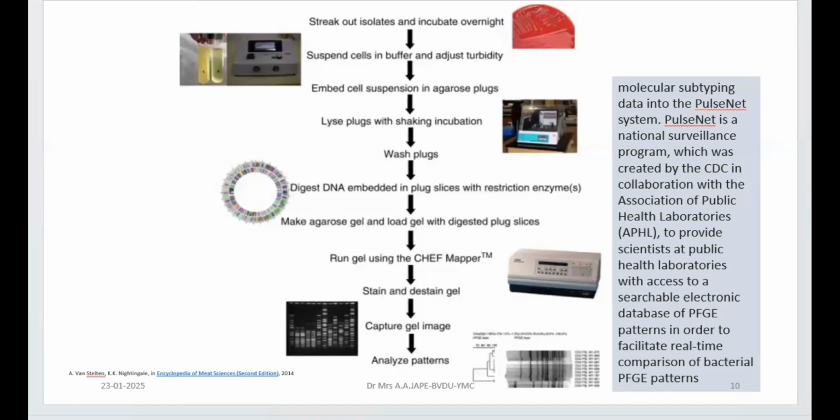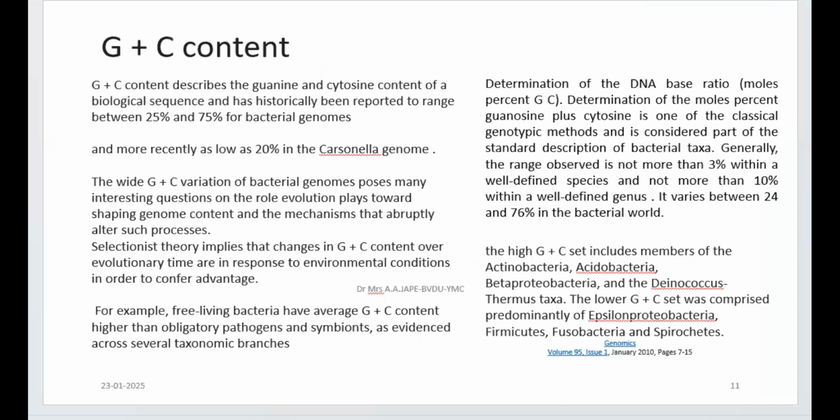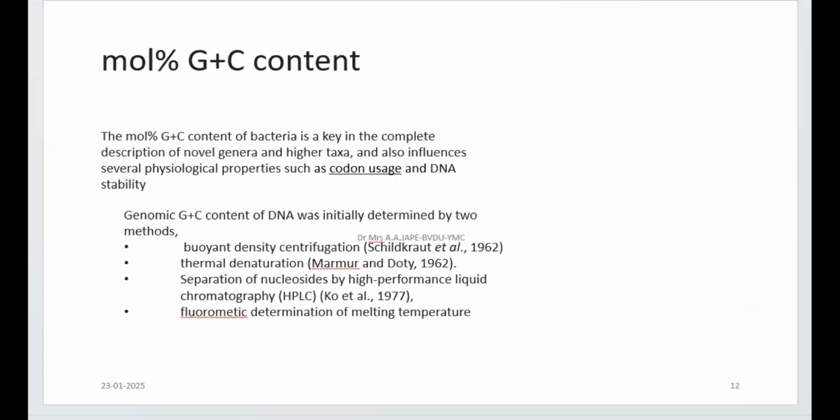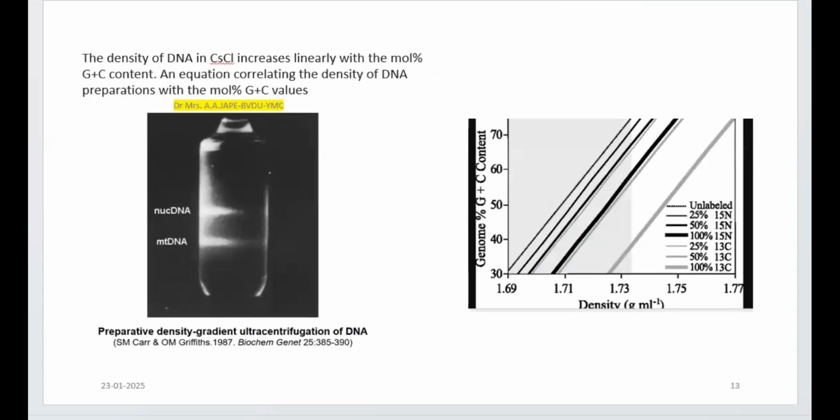So now let's talk about other factors which are used as supplementary methods or ultimate methods in polyphasic taxonomy, genomic methods or genotypic methods, rather, I would say, which include G+C content detection. Right? We have yesterday talked about G+C content and how it is going to be measured, what the different methods are. So, based on the density gradient ultracentrifugation method, we had discussed in detail yesterday, right? Here we had ended yesterday's lecture.